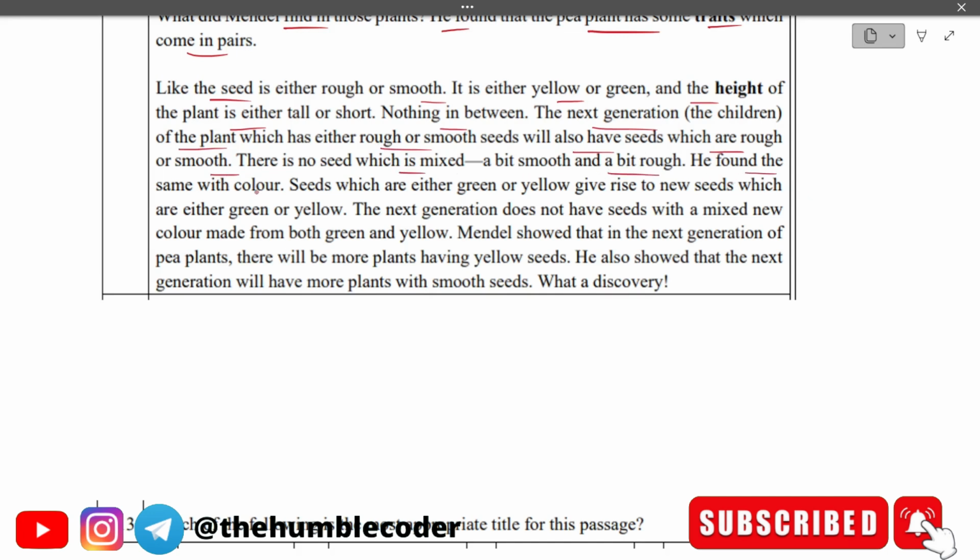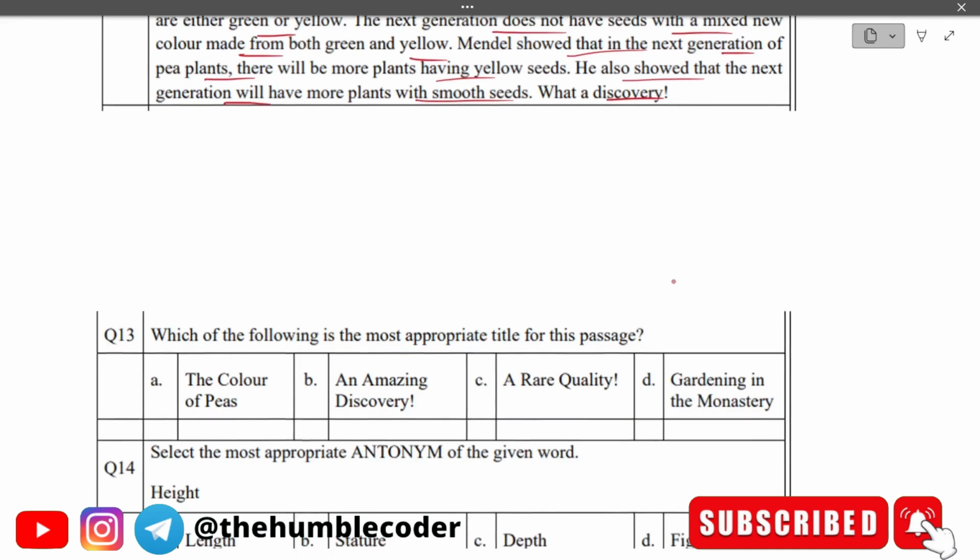He found the same with color. Seeds which are either green or yellow give rise to new seeds which are either green or yellow. The next generation does not have seeds with a mixed new color made from both green and yellow. Mendel showed that in the next generation of pea plants, there will be more plants having yellow seeds. He also showed that the next generation will have more plants with smooth seeds. What a discovery. Okay, so now we have read the complete passage.